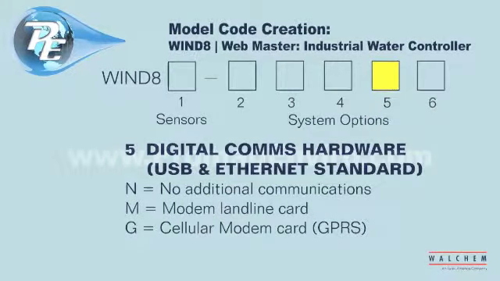The next selection is digital communications hardware. USB and Ethernet communications hardware comes standard. The letter N represents no additional communications. The letter M represents a modem landline card. And the letter G represents a cellular modem card, GPRS.